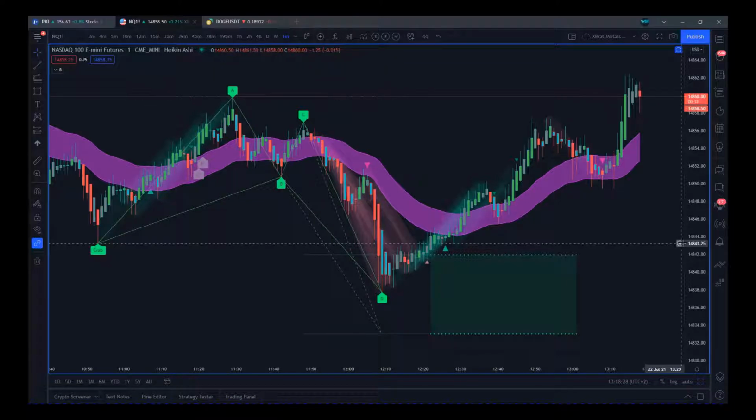So how to trade harmonic patterns on futures this time. This is NQ on the 1 minute. Who said you can't trade harmonics on the 1 minute when you're scalping? Very strong signals these if they happen.